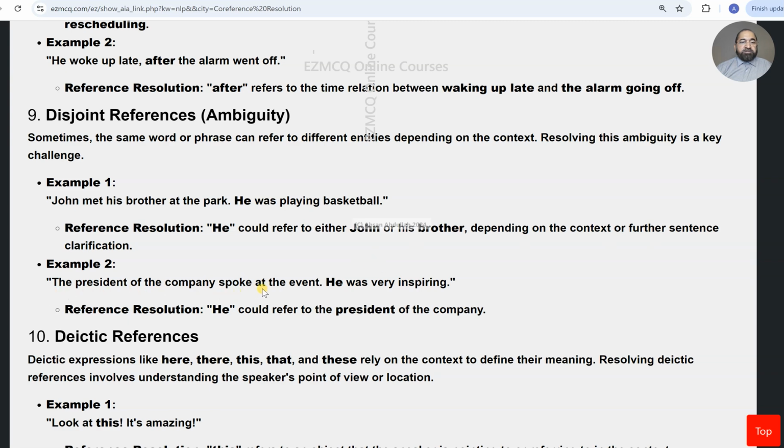The president of the company spoke at the event. He was very inspiring. Okay. He could refer to the president. This is easy. But this is ambiguous, fairly ambiguous. Now let me clean this and move ahead.